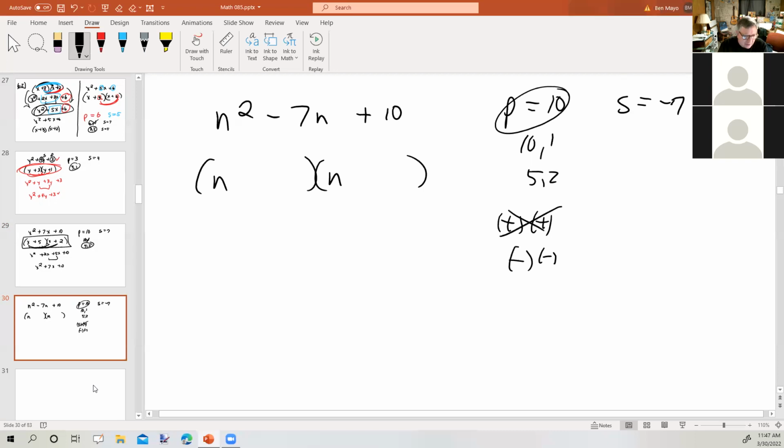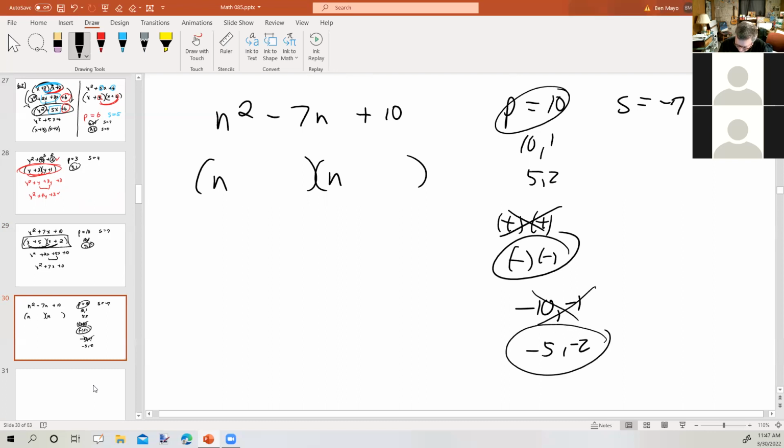Well, I can't add two positive numbers together and get a negative sum. So what is that telling me? It's telling me my two numbers have to be negative. So negative 10 and negative 1, or negative 5 and negative 2. Those are the ones I would look at. Well, let's see, that's going to give me negative 11. That's going to give me a sum of negative 7. So minus 5 minus 2.